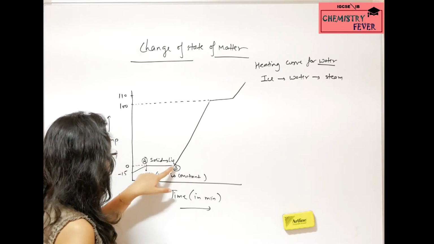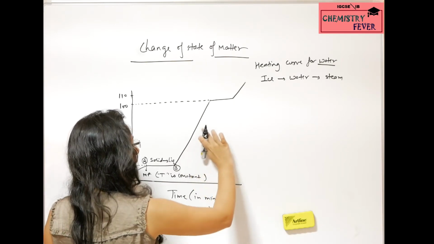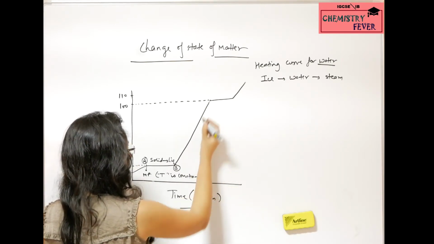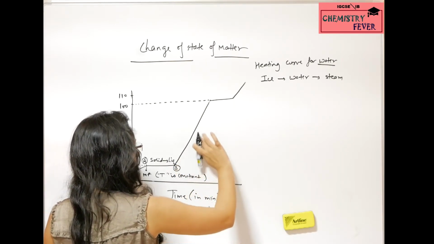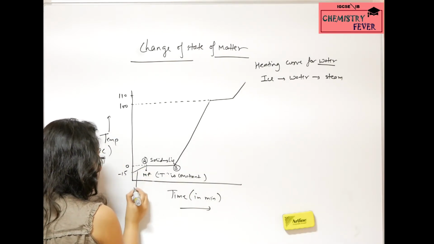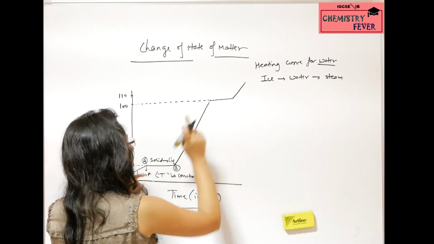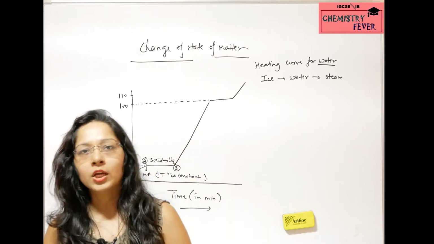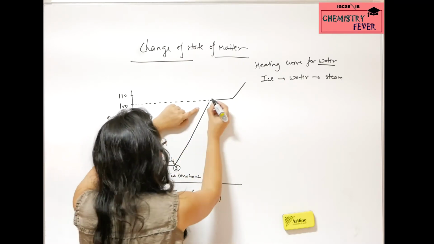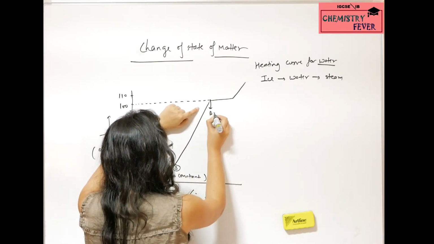So now if you increase temperature, the temperature will increase. It will increase till 100 degrees, right? So at this point there is only liquid. If we go from here to here, it's only solid. So here to here, it's only liquid, right? Now this point is known as the boiling point. So this is the boiling point.